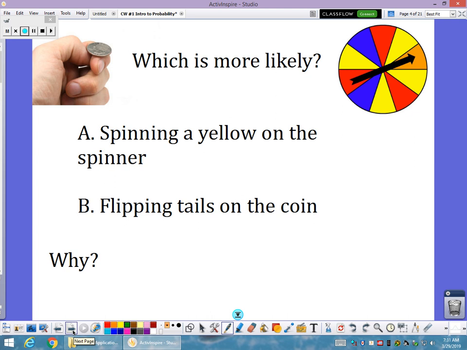Spinning a yellow on the spinner or flipping tails on the coin. So flipping tails on the coin. I'll give you a minute. Think about it.